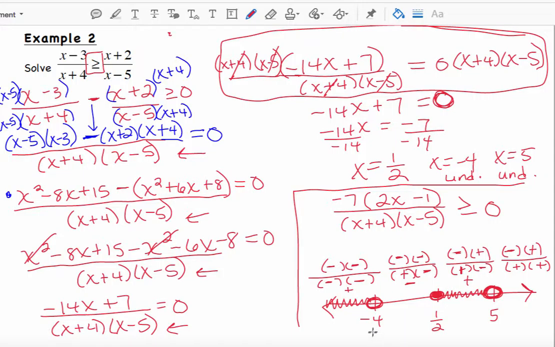And finally, we're going to write this in interval style. We go from negative infinity up to negative 4, not including that 4, union with 1/2 with a bracket, including that critical number, up to 5, and the open circle says use a parenthesis. Now I know this problem is tough, and I combined my fractions together rather quickly in blue there.